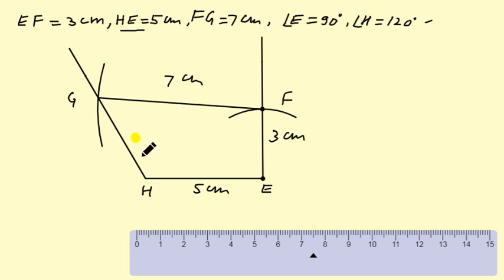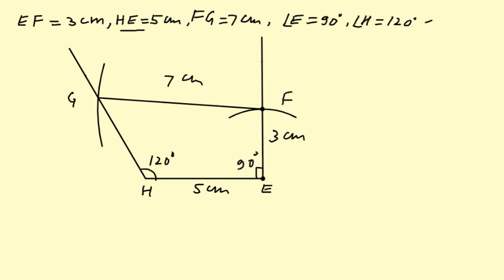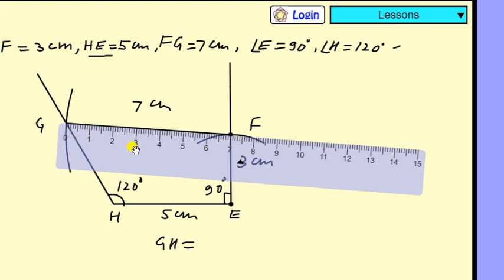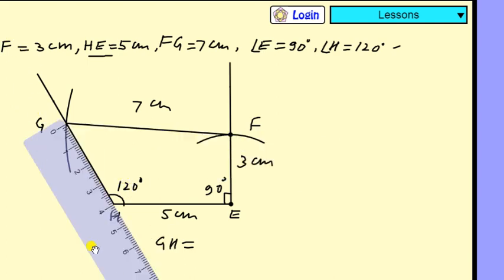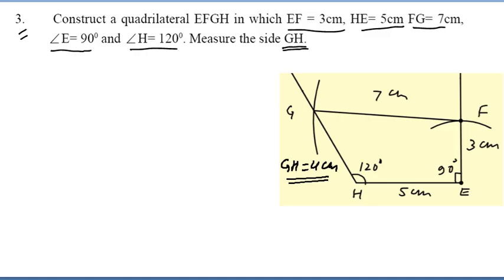Now write all the angles. This angle is 120 degrees and this angle is 90 degrees. Now remove the scale and write the steps of construction. Now measure the distance GH. It is 4 centimeters. So you have to write this 4 centimeters. And now write.